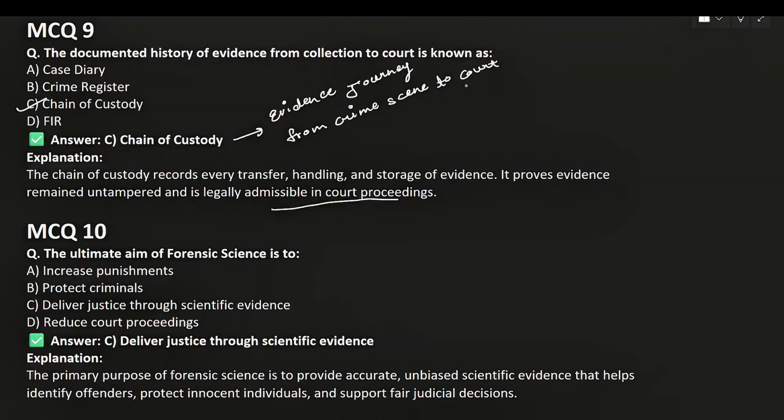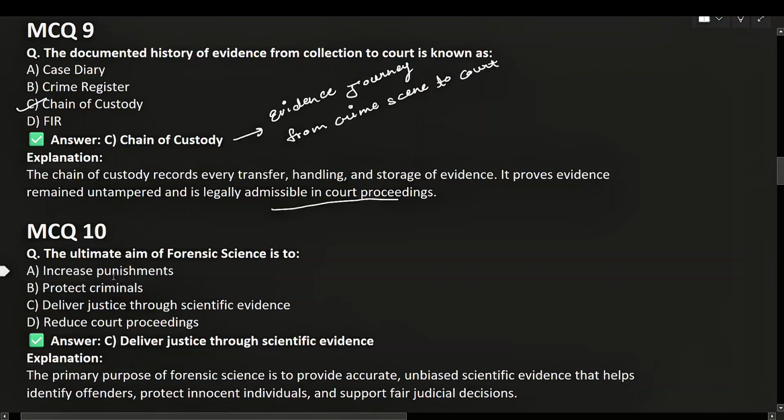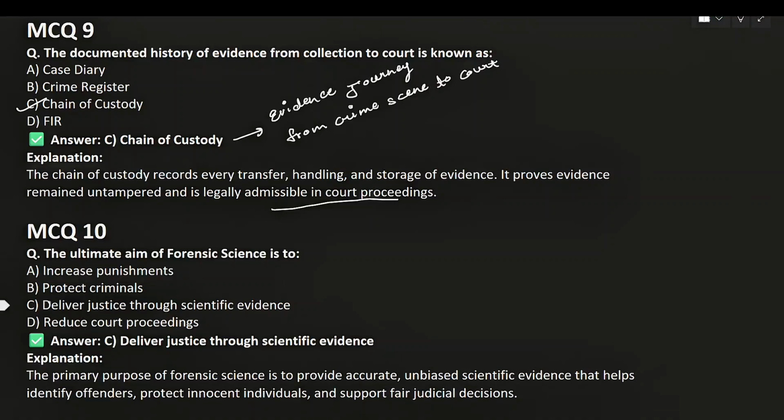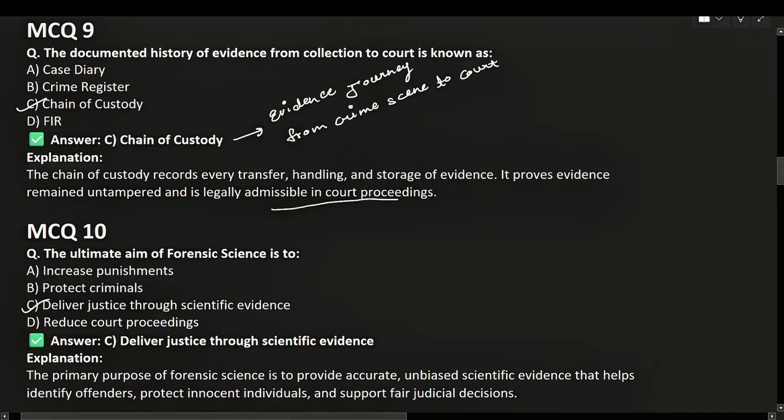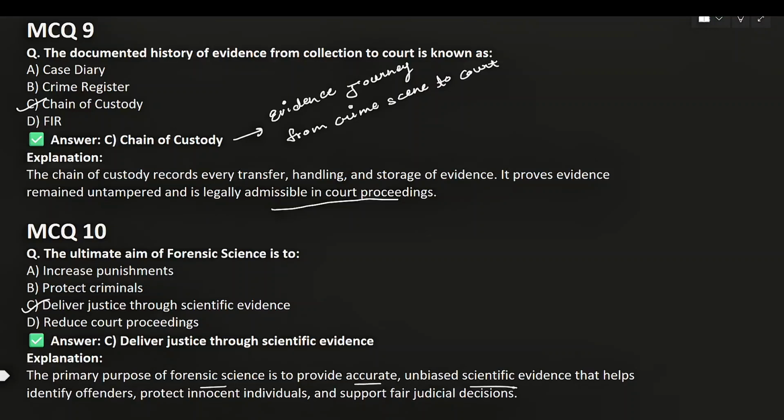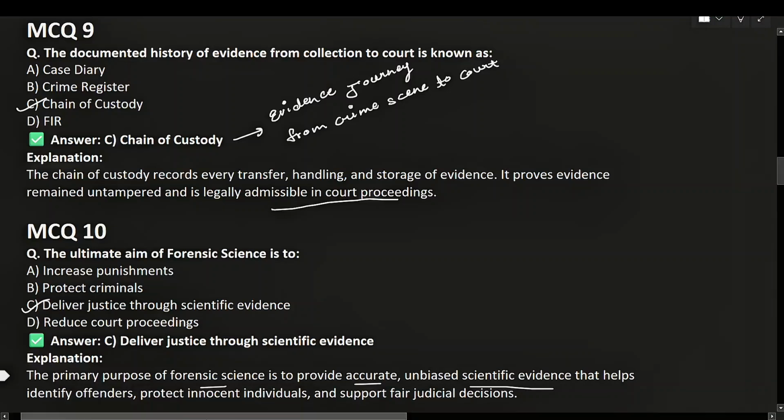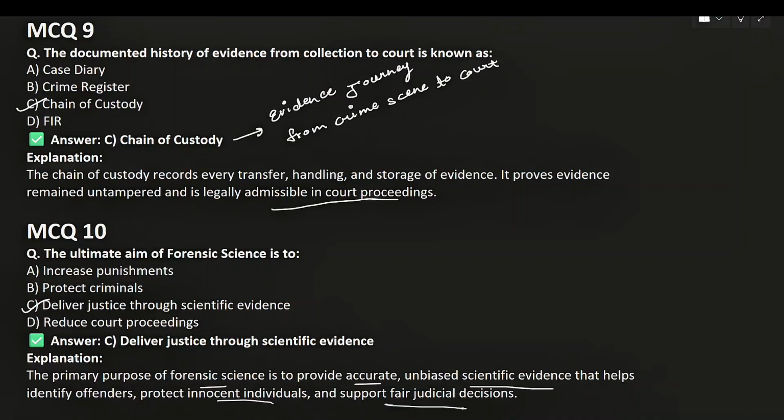So let's solve the last question of this section, which is MCQ number 10. The question is, the ultimate aim of forensic science is to increase punishment, protect criminals, deliver justice through scientific evidence, or reduce court proceedings. So option C is the correct answer: deliver justice through scientific evidence. The primary purpose of forensic science is to provide accurate, unbiased scientific evidence that helps identify the offender, protect innocent individuals and support fair judicial decisions.